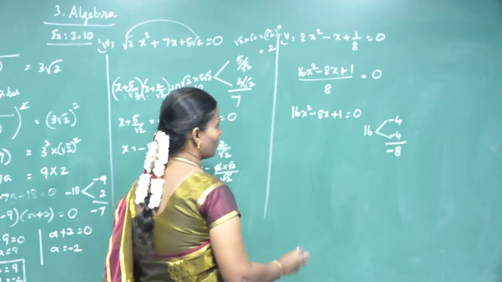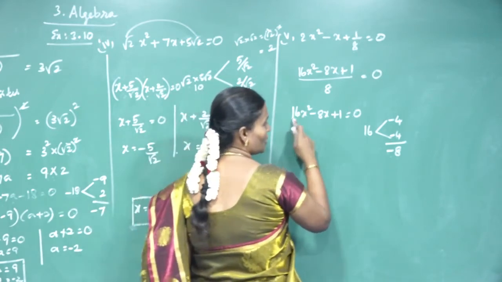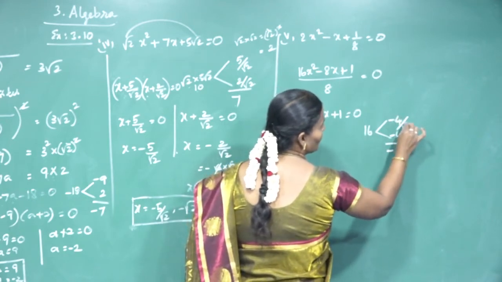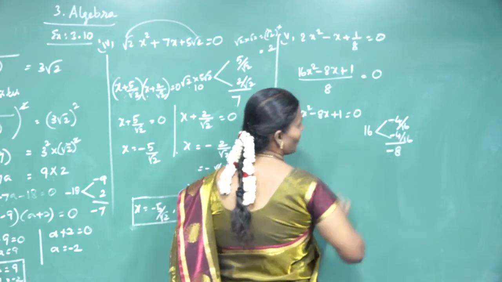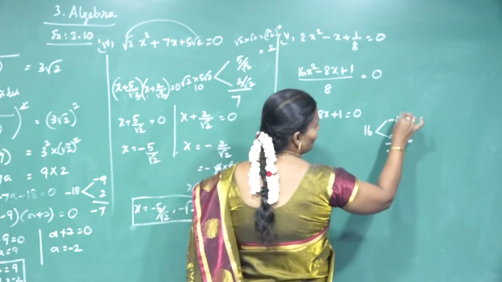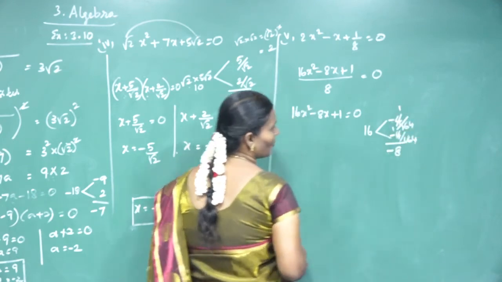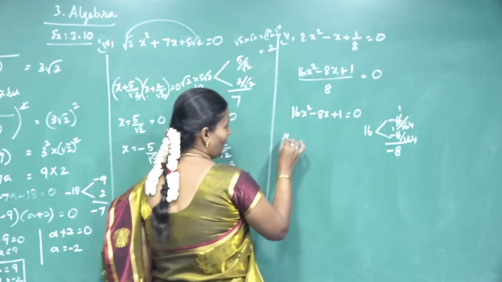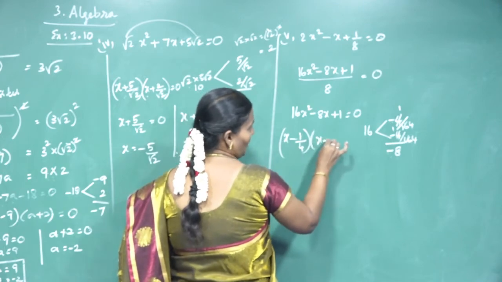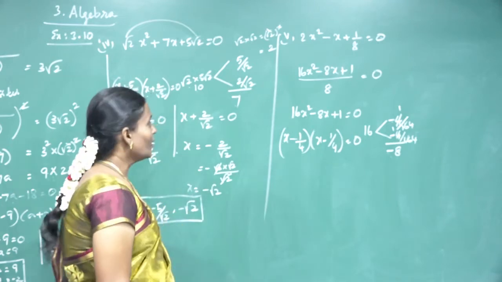Now, what is the coefficient of x square? 16. So we divide minus 4 by 16 and minus 4 by 16. Cancel: the fourth table, 1 time, 4 times. Here also 1 time, 4 times. So how do you write it in linear factors? x minus 1 by 4 and x minus 1 by 4, this is equal to 0. Am I correct, children? Yes.